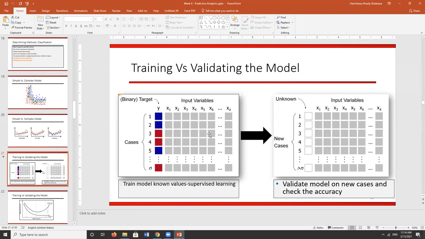So look at here, we have one to N cases. We have a target or label. Also, the dependent variable has different terms. Sometimes instead of dependent variable, we say target variable. Both of them are the same. After training the model on the left side, we use it on that independent data set. So we see how accurate we are in predicting the dependent variable.